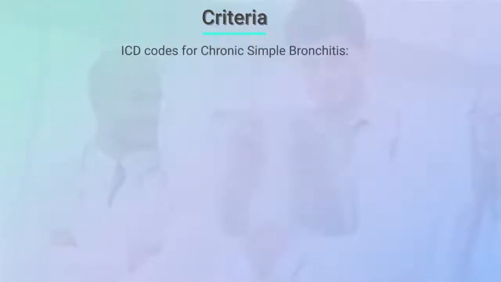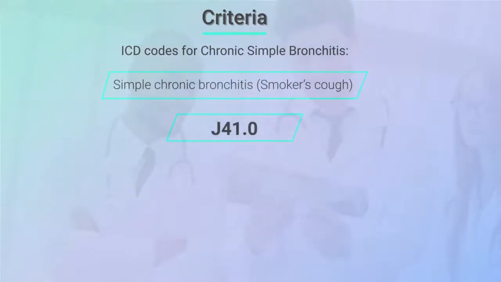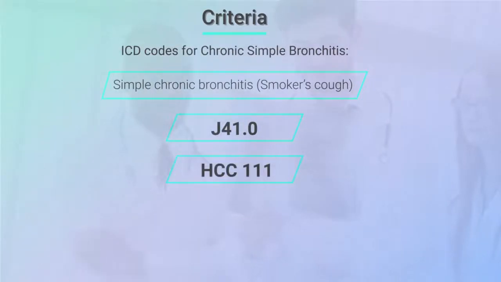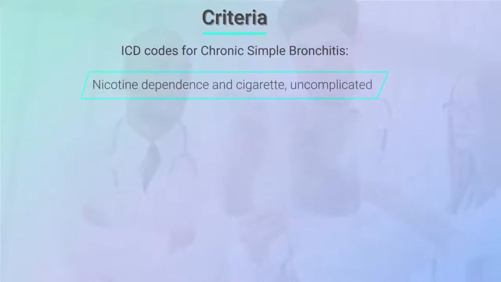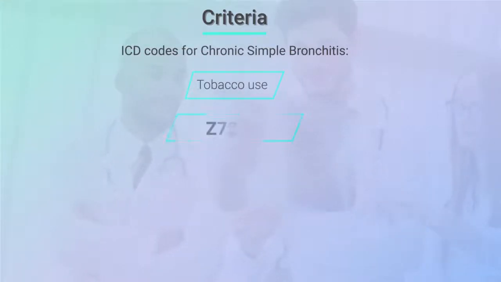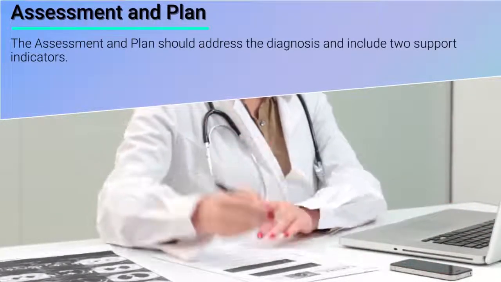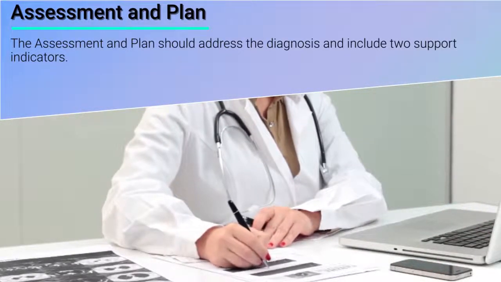Let us look at the ICD codes involved in chronic simple bronchitis. For simple chronic bronchitis or smoker's cough, the code is J41.0, HCC 111. For uncomplicated nicotine dependence and cigarette, the code is F17.210. For tobacco use, the code is C72.0. The assessment and plan should address the diagnosis and include 2 support indicators.